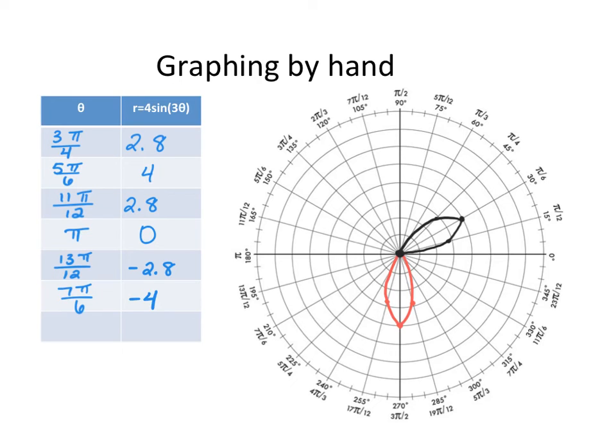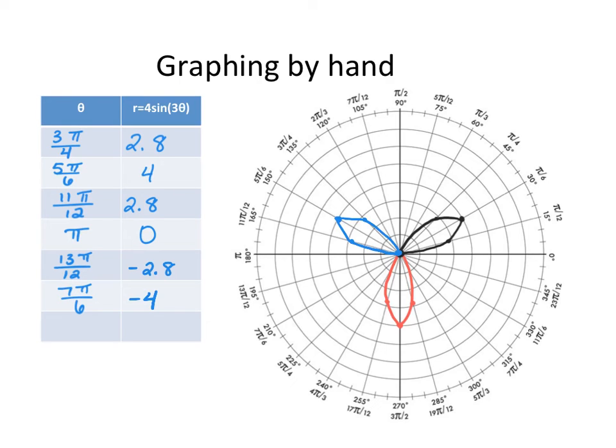Okay, so I filled out the next couple points on my chart, and so now I'm going to keep plotting. So at 3 pi over 4, facing 3 pi over 4, I'm going to walk towards 3 pi over 4, 2.8 units. Walking towards 5 pi over 6, 4 units. Walking towards 11 pi over 12, 2.8 units. And then at pi, I'm back at 0. So because of that, I've made a full loop again, and I'm going to connect all those points.